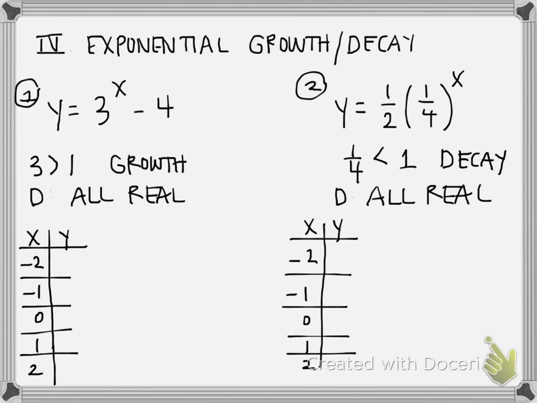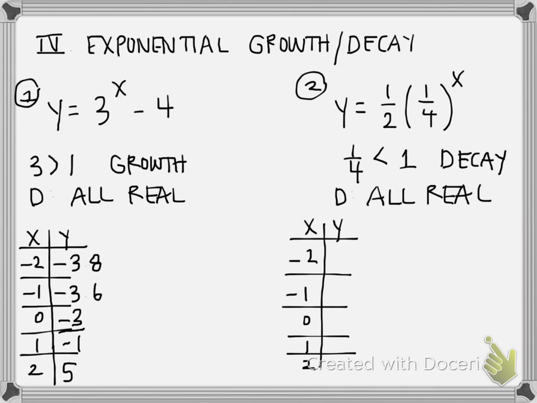Okay, so for the first one, you plug in a -2, 3 to the -2, so it's going to be 1/9 minus a 4, so that's going to be -3.8. Plug in -1, okay, so that's going to be 1/3 minus a 1, so it's going to be -3.6. If you plug a 0 in there, you're going to get a -3. If you plug a 1 in there, you're going to get a -1. If you plug a 2 in there, 3 squared minus a 4, which gives you a 5.